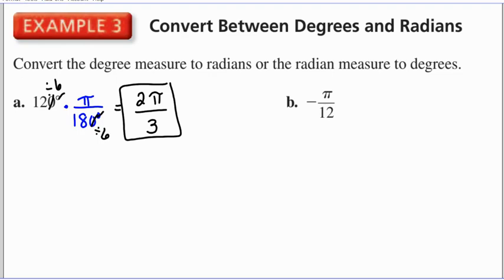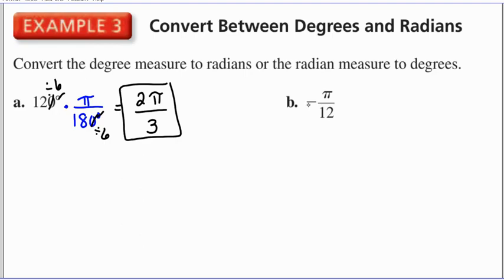Okay, the second problem here, we want to convert this to radians. The reason I know that this is radians is because there is no degree symbol. It's important to write the degree symbols so that you and your reader know you're measuring in degrees, because if you don't write the degree symbol, it means that you are measuring in radians.